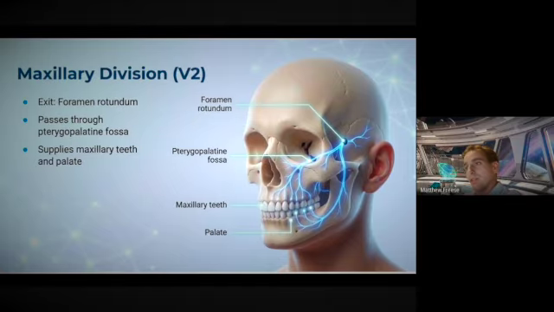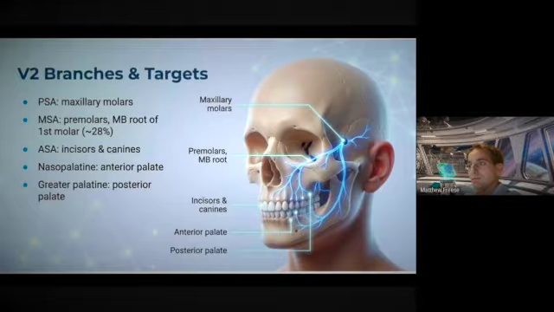The maxillary division, V2, exits the skull through the foramen rotundum and passes through the pterygopalatine fossa. This division supplies the maxillary teeth, sinus, and palate. Key branches include PSA, MSA, ASA, nasopalatine, and greater posterior palatine. The classic INBDE question involves failure to anesthetize the mesiobuccal root of the maxillary first molar, often due to the MSA.